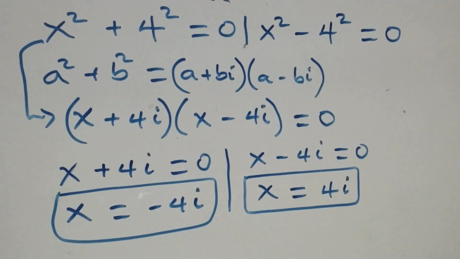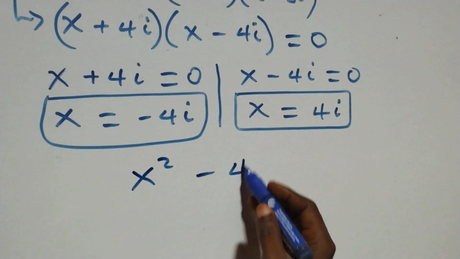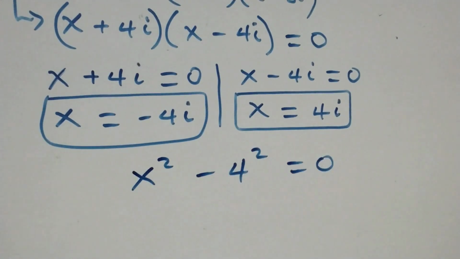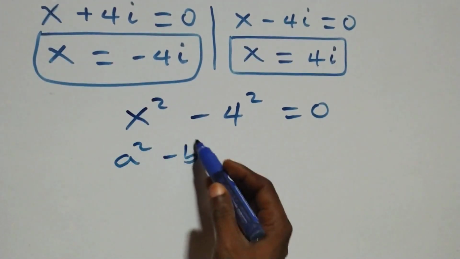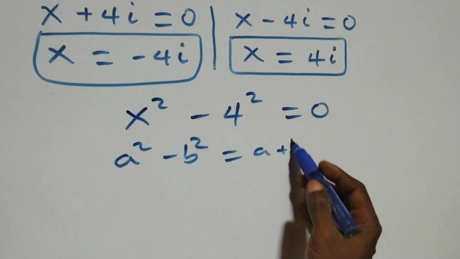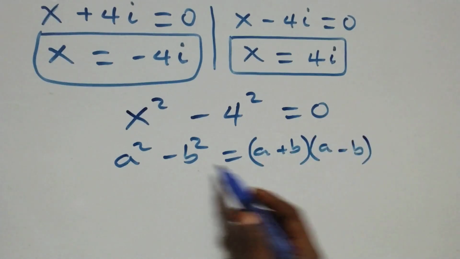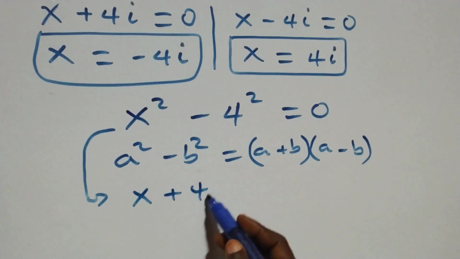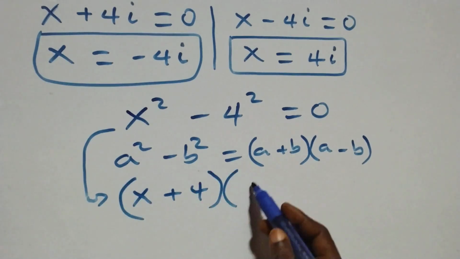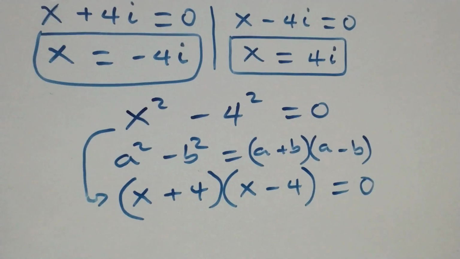Also from the second case here, which is x squared minus 4 squared equals to 0 here. This also follows when we have difference of two squares, that is a squared minus b squared, same thing as a plus b into brackets, then open bracket a minus b. That is, here, this becomes x plus 4 into brackets, then open bracket x minus 4 close bracket, then equals to 0 here.